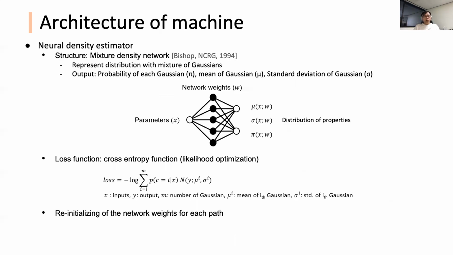The machine makes use of a neural density estimator. What it does is it represents the output with a mixture of Gaussians. The Gaussians are represented by the mean and the standard deviation, and we use multiple Gaussians to represent the output. We are minimizing the loss function, which is the cross entropy function used in our machine. And we found that reinitializing the network weights at each iteration would actually help the performance of the machine.